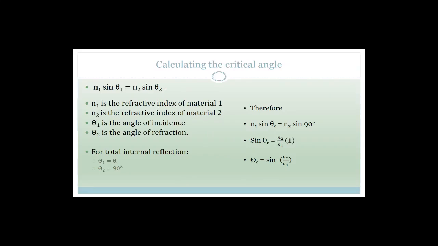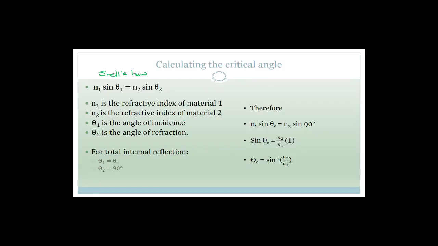So let's look at how you would calculate the critical angle. We're going to use Snell's law. Remember we spoke about it last time: n1 sine theta 1 is equal to n2 sine theta 2. n1 is the refractive index of material 1, n2 is the refractive index of material 2, theta 1 is the angle of incidence, and theta 2 is the angle of refraction.